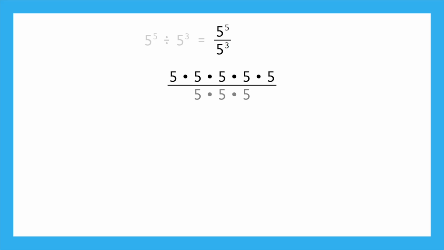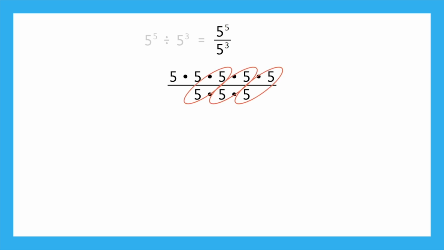Division can be written as a fraction, so we can rewrite this as 5 to the 5th over 5 cubed. Exponents are just repeated multiplication, so how can we represent the numerator and denominator as repeated multiplication? 5 multiplied by itself 5 times in the numerator, and 5 times 5 times 5 in the denominator. Do you see any way to simplify this?